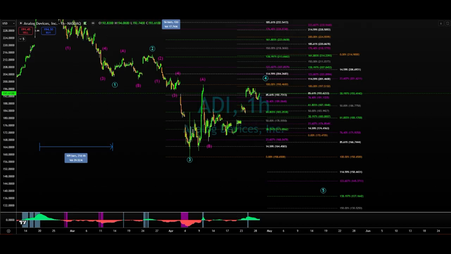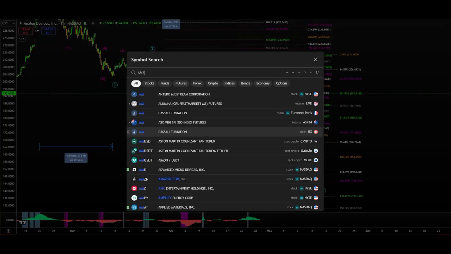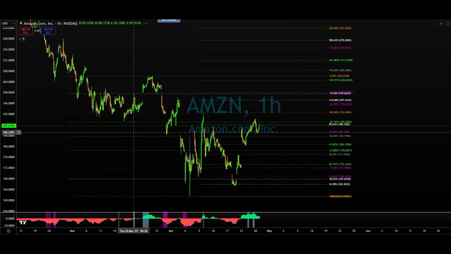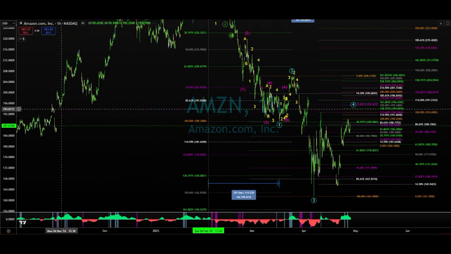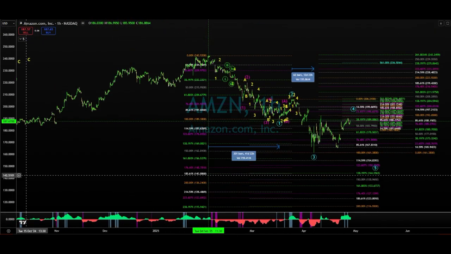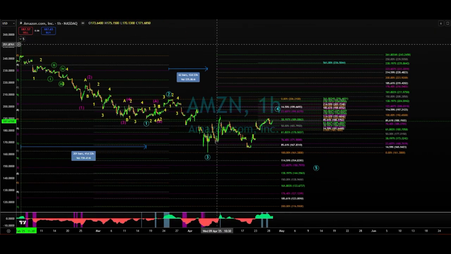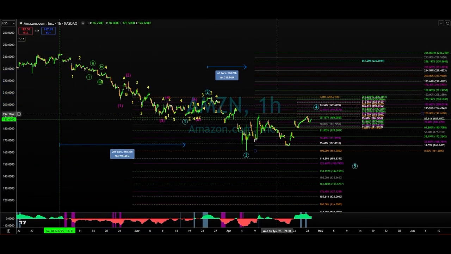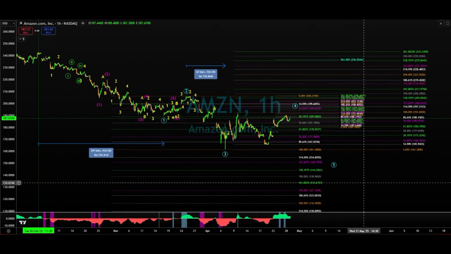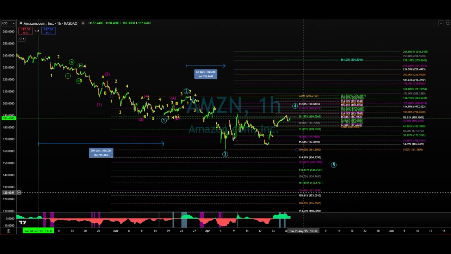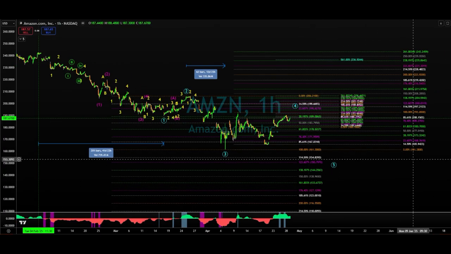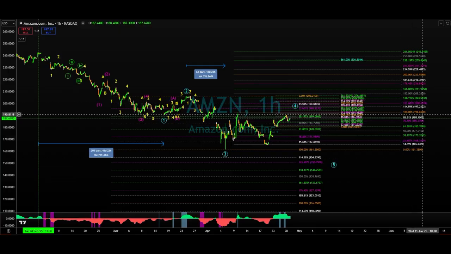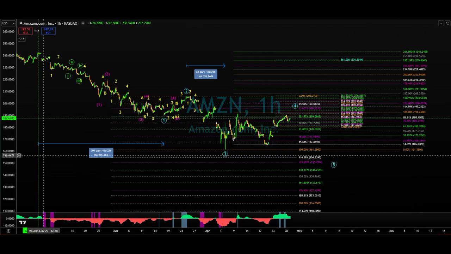All right, so after ADI, we're going to go to Amazon, AMZN. And same concept, zoom out so you can see the 1 hour chart. I have all my values plotted. All right, so this time my wave 3 is this leftmost column. Wave A is the right column, and then wave 5 is the middle column.